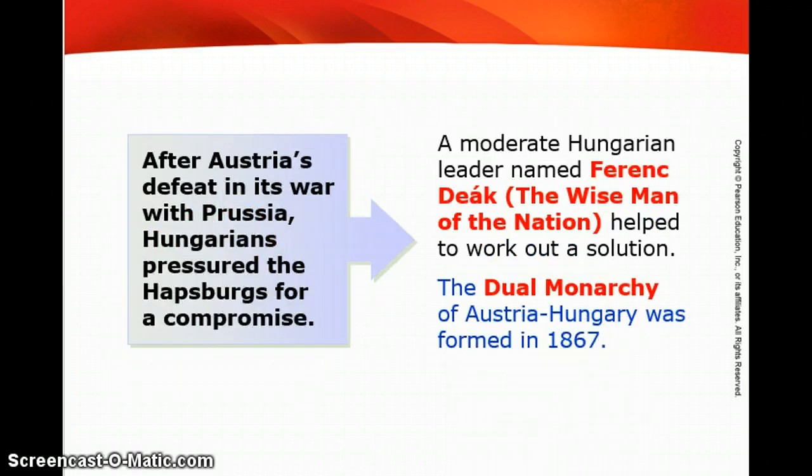After Austria's defeat in its war with Prussia, Hungarians pressured the Habsburgs for a compromise, and it will come. The Hungarian leader, Ferenc Deák, known as the wise man of the nation, helped to work out a compromise called the dual monarchy of Austria-Hungary, and we will refer to the Austrian Empire from this point on as Austria-Hungary. It will be formed in 1867.